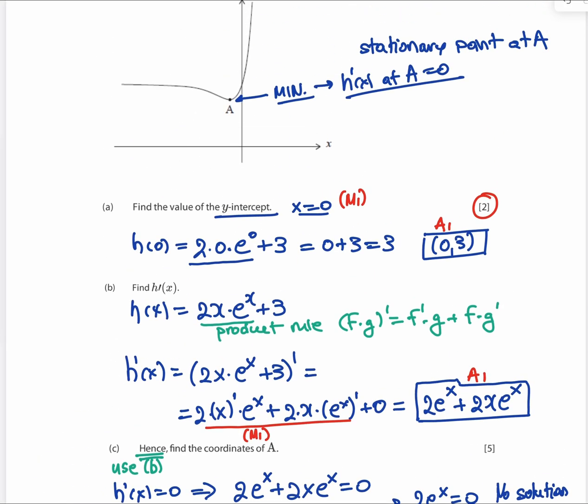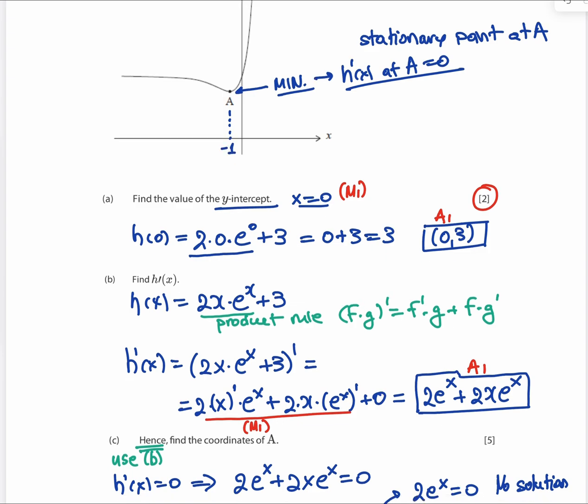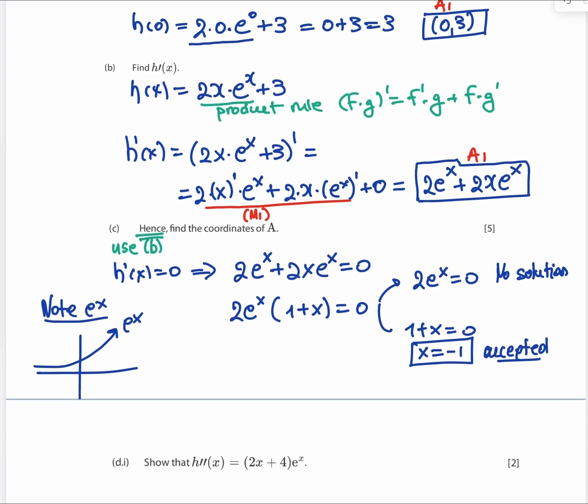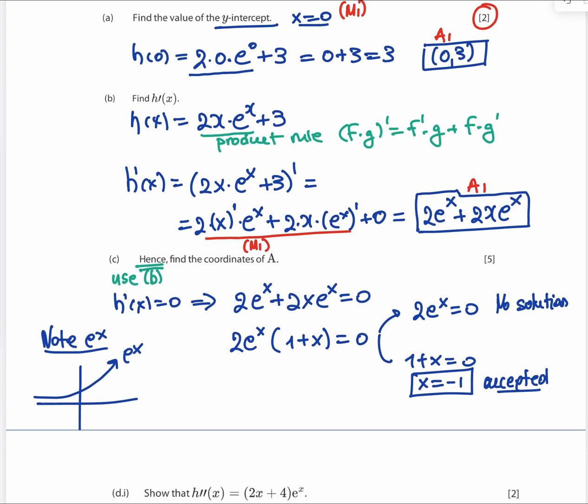Which, if I look up on the graph, is consistent with the location for that. That happens for x = -1. So in order to find both coordinates, because I've been asked to find the coordinates, I'm going to have to calculate the y coordinate of A, which is going to be f of -1. So let's just write it down here.